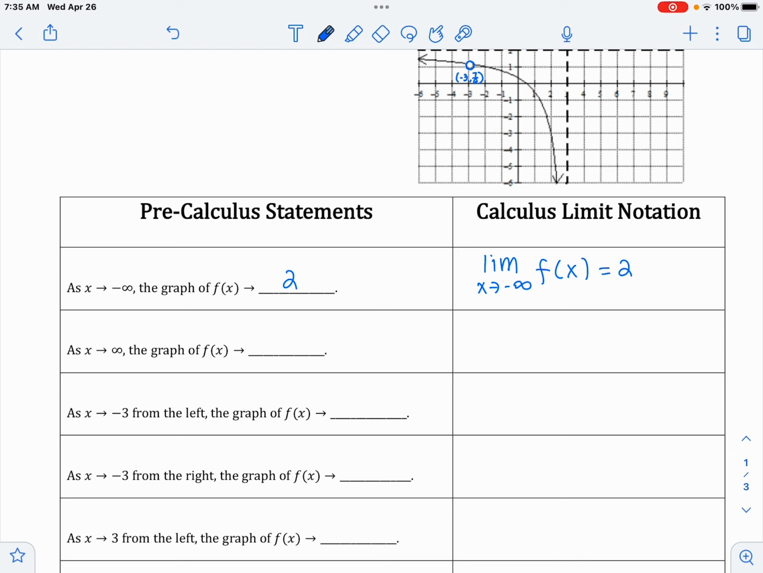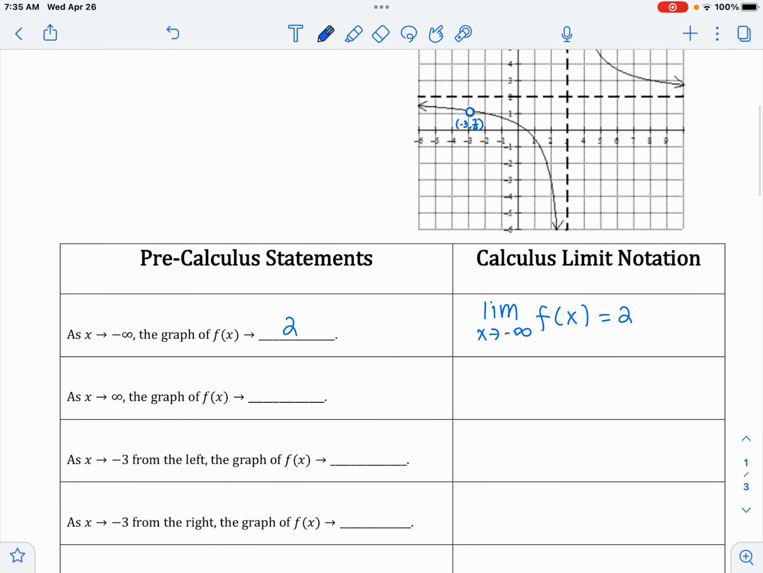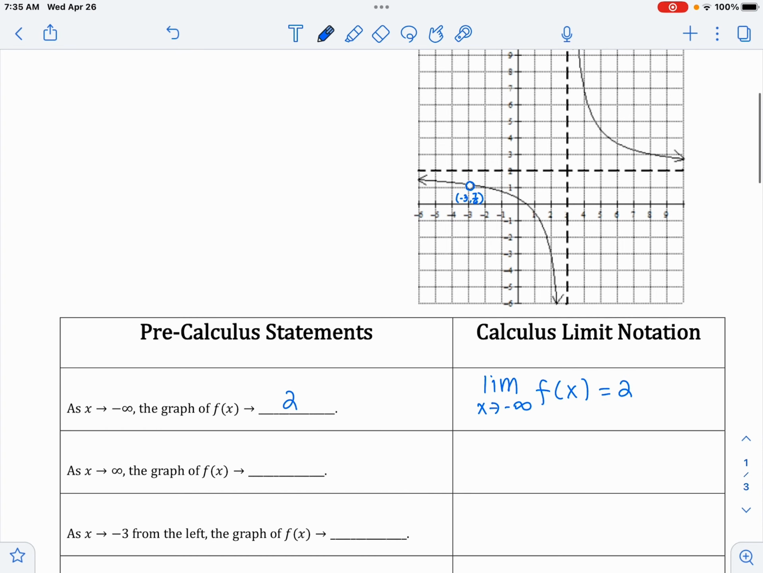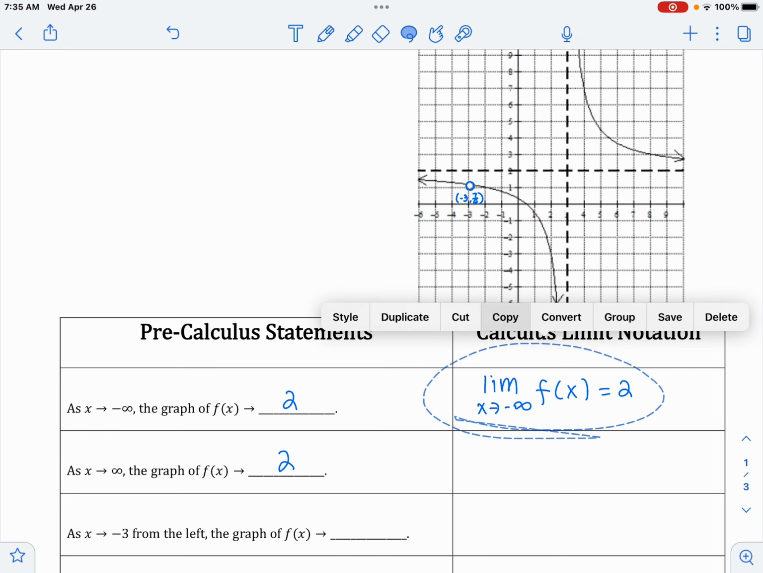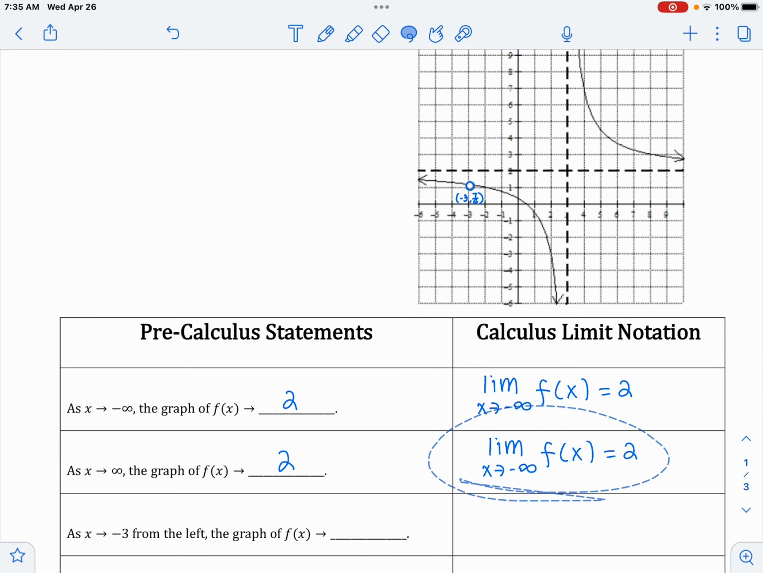This is not something that's new to us. We did this first semester. We've been writing end behavior this way the whole semester. Next one is x approaches positive infinity, the graph of f of x approaches. Once again, there's an arrow that's leveling off, getting closer to the asymptote. So that's 2 once again, so our limit is going to be the same. I'm just going to copy and paste it here, but I'll change x approaches negative infinity to x approaches positive infinity.